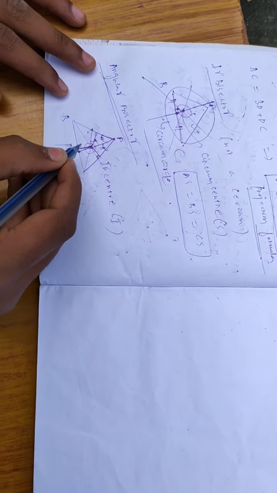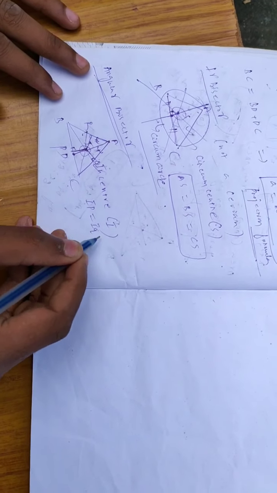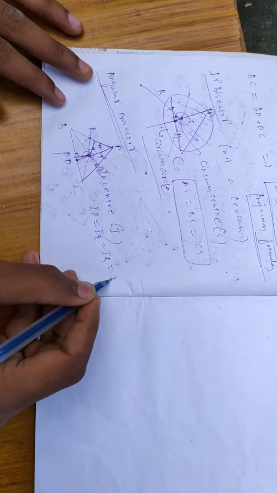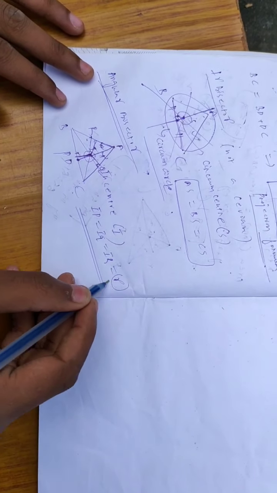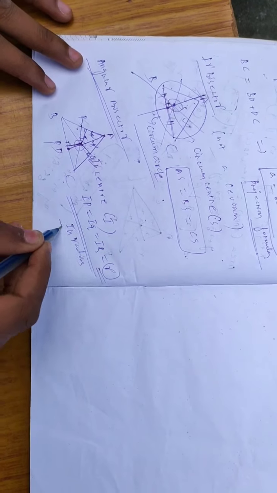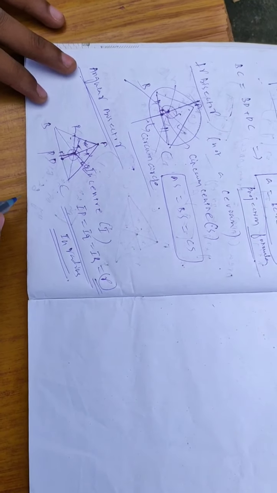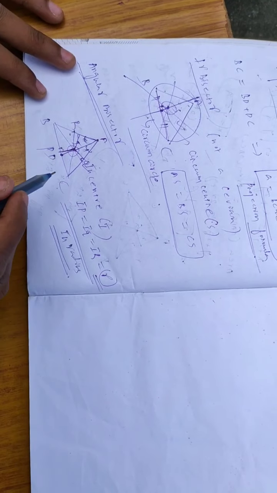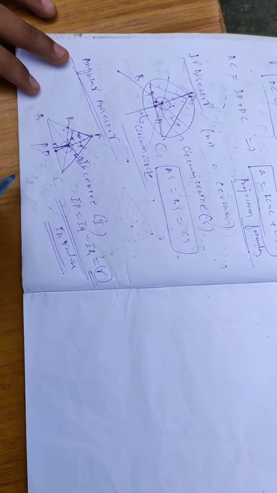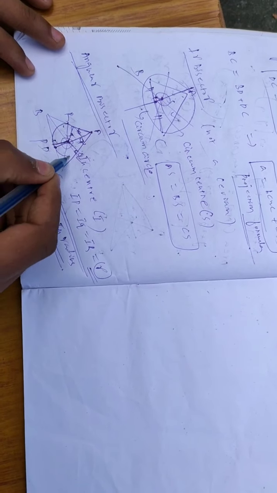Let us name them P, Q, R. IP equal to IQ equal to IR, which is equal to small r, which is known as the inradius. Taking it as radius, and the incenter as center, we can draw a circle which just touches the three sides of the triangle. Such a circle is known as the incircle.